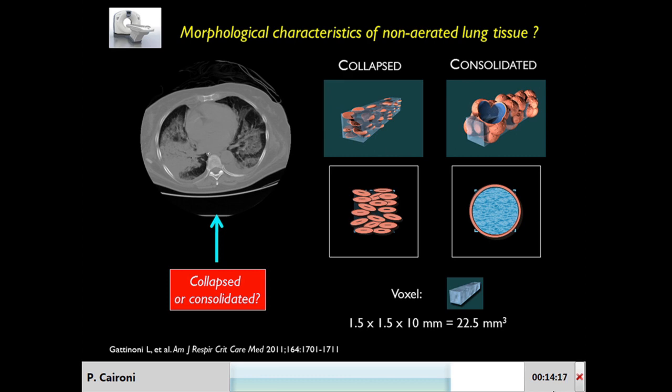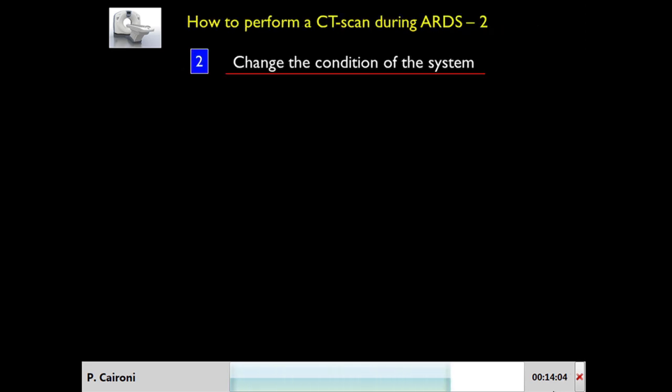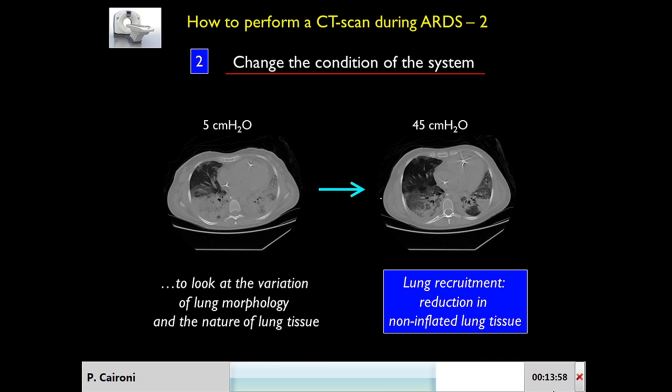Also because the reopening of these units is actually defined as lung recruitment, while usually we are not able to open lung consolidation. It's quite simple because we need to change the characteristics of the system. This means that we need to take two CT scans at two different airway pressures, based upon the assumption that if we apply a higher airway pressure, we are able at least to open part of the collapsed lung regions.